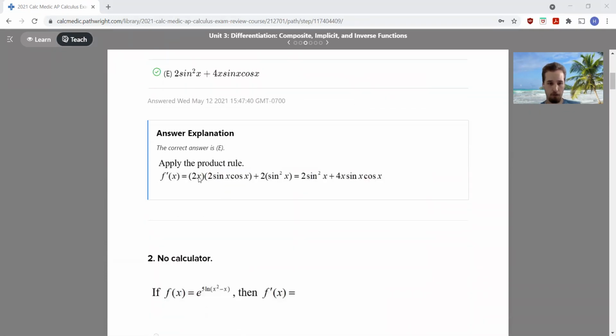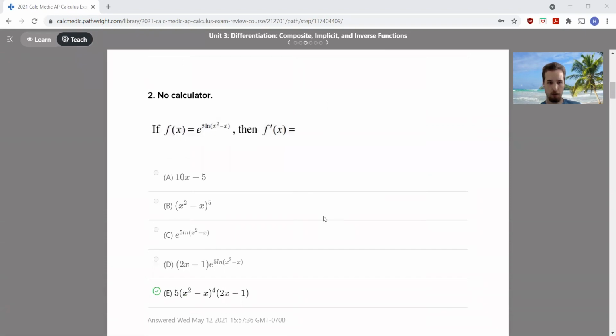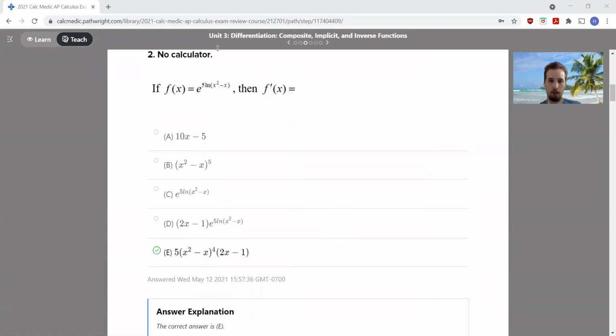Right? So again, the answer here shows that we have to use the product rule to get our answer. Okay, so on to the next one. This one, you're going to have to know some log rules. Okay, so this looks like a very complicated expression. But the first thing I notice here is that e and ln will cancel each other out if I make this easier on myself, right?